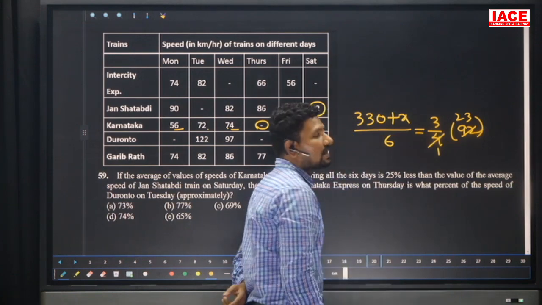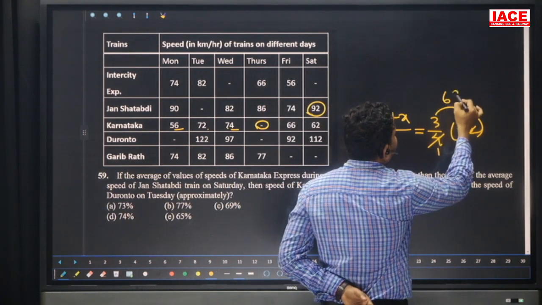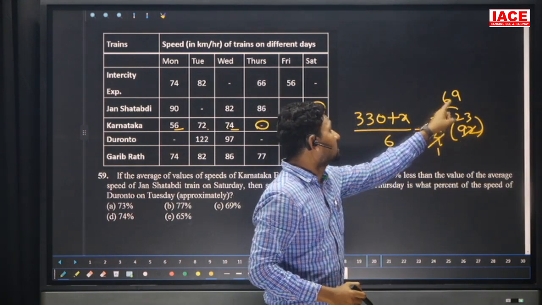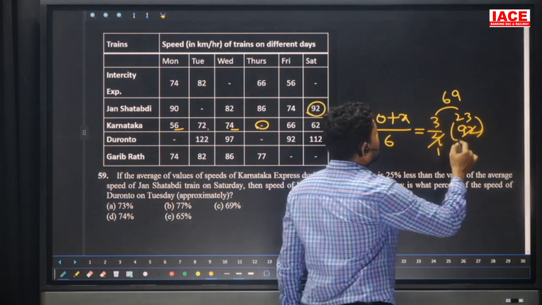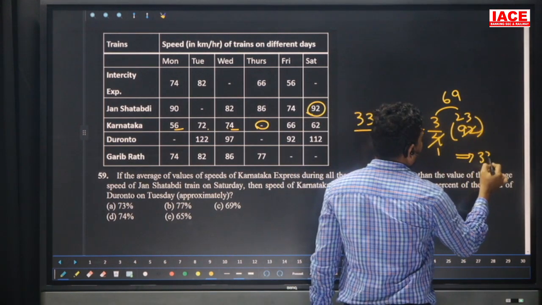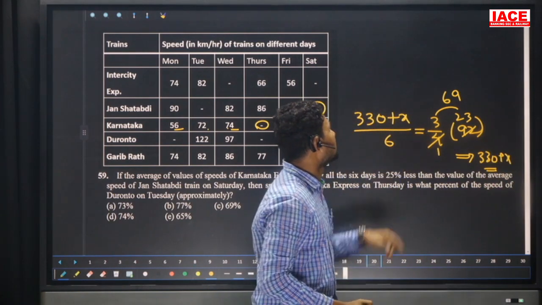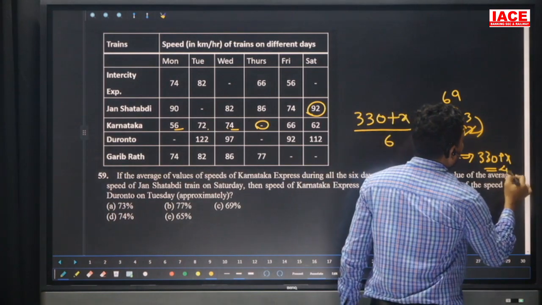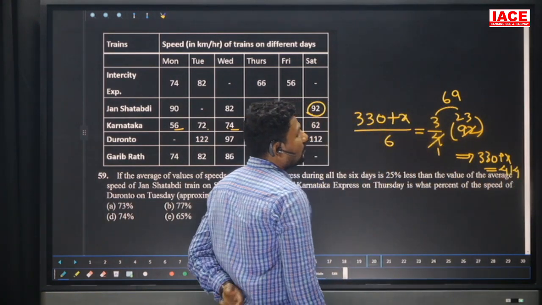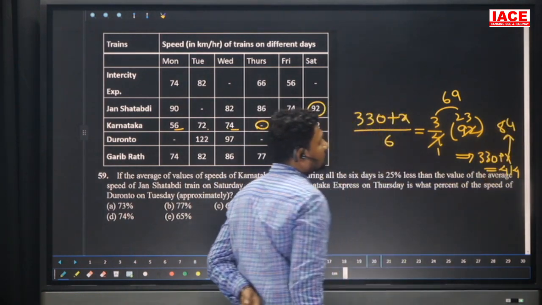23 threes are 69. 69 is multiplied by 6. 6 times 60 is 360, 6 times 9 is 54, so 360 plus 54 is 414. 414 equals 330 plus x. So the x value is 84.